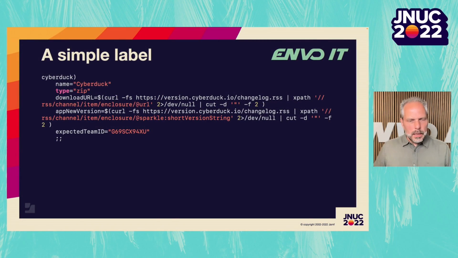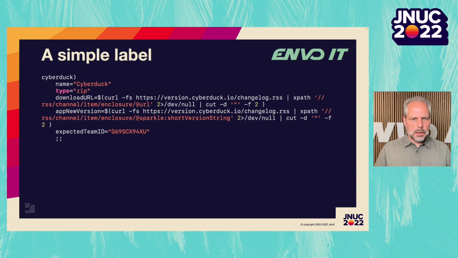So a simple label could be something like Cyberduck here. It's a type of zip, so that means that the app has just been zipped. And there is a download URL. We have a new version, the appNewVersion thing, and we have the expected team ID. So this is a fully functioning label, and that will work out like this.